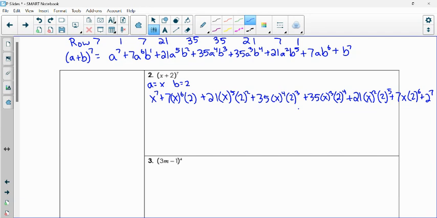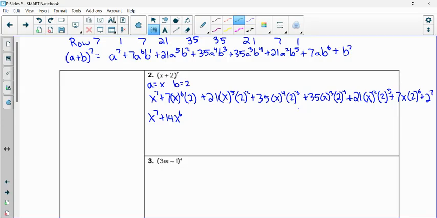So once we have that, now we just have to take any exponents and multiply, okay? Because we're not going to have any other like terms. So we have x to the seventh, and then our next one, I'm doing 7 times 2, which is 14, and I still have x to the sixth. So far I have x to the seventh plus 14x to the sixth.